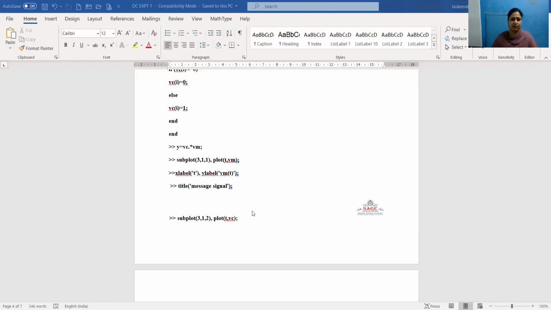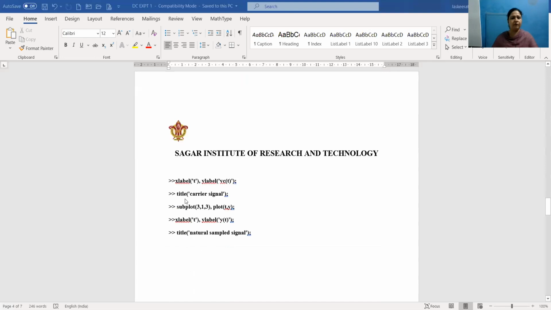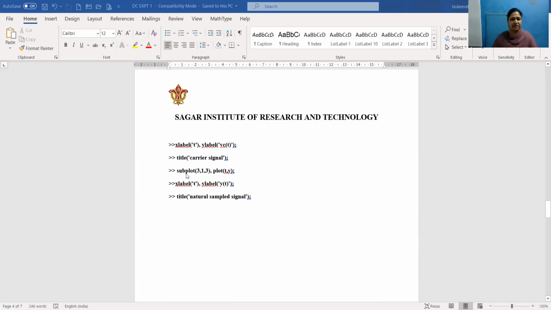Now the carrier signal will be plotted, which will be given by subplot(3,1,2). That means the carrier signal will be located at the second position. Plot(t, Vc). Now for labeling it, xlabel t and ylabel Vc(t), and the title will be given as carrier signal. Now in the end, I will draw the natural sample signal. The natural sample signal will be located in position 3 of the figure window. So the command which will be used is subplot(3,1,3). Now the command will be plot(t, y). Now for labels, xlabel t and ylabel will be y(t), and the title will be natural sample signal.